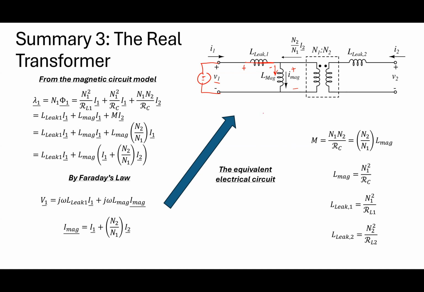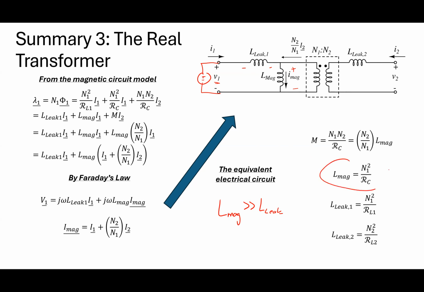So ideally, which one is bigger, L-mag or L-leak? L-mag should be much, much bigger than L-leak. As a result, if I think of this thing as a voltage divider, most of the voltage that I apply should appear across L-mag. Tell me what the value of L-mag should ideally be.